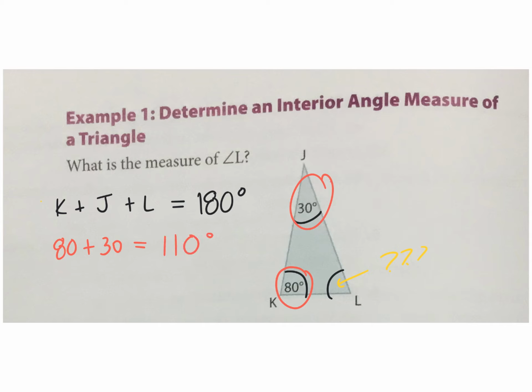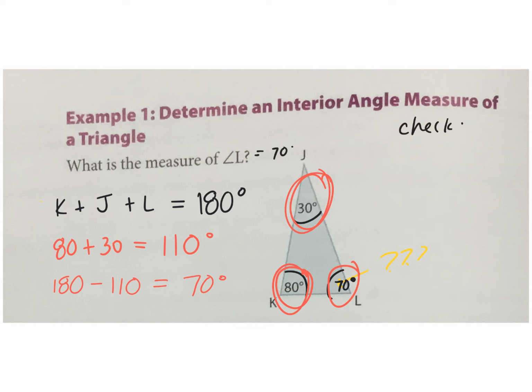110, but I know that this plus this is only 110. If I add the third angle, I have to get up to 180. So what do I have to do to figure out the missing angle? 180 subtract 110, which will give me the answer, which is what? 70 degrees. So according to our calculations, angle L should equal 70 degrees. How could I check to make sure that made sense? Add them all up. 80 plus 70 plus 30. Does that give me 180 degrees? Yes, it does. So this has to be correct.